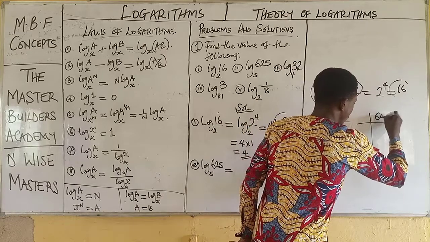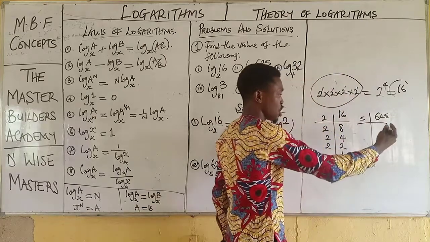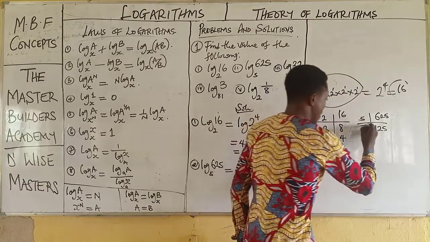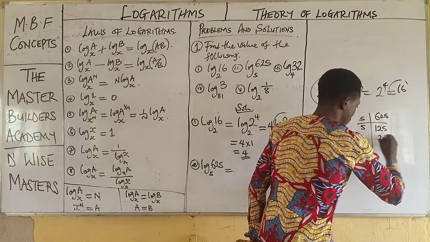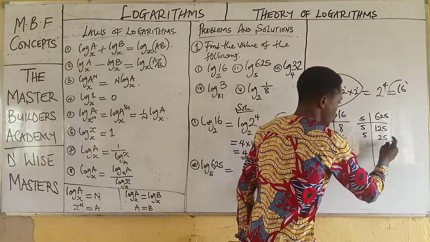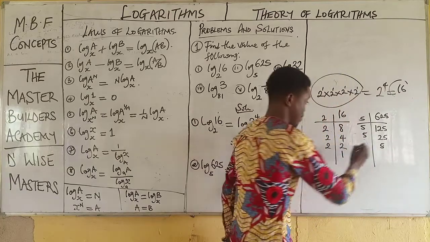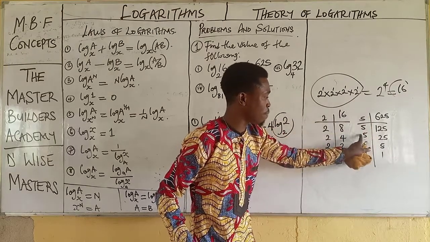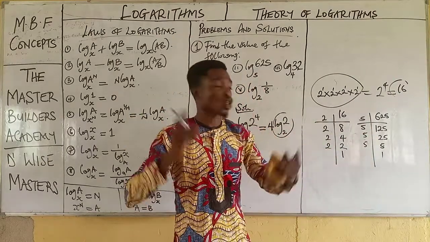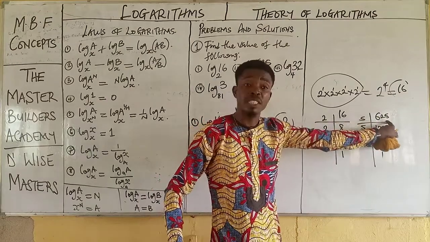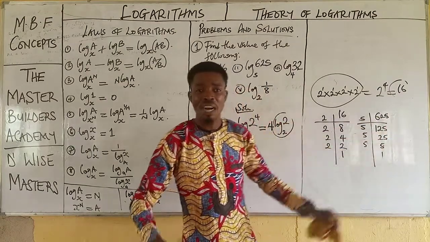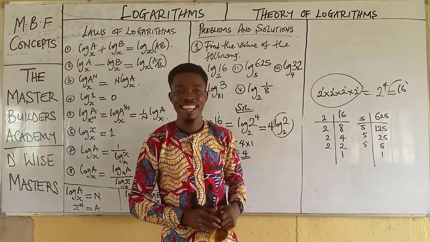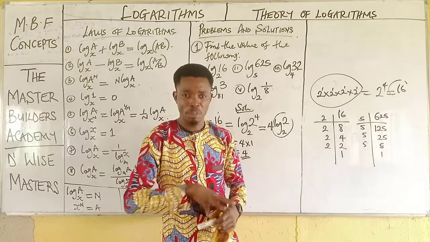You have 625. 5 into 625 would have given us 125. 5 into 125 would have given us 25. And 5 into 25 is 5. Then 5 into itself is 1. That means this is 5 multiplied by 5 multiplied by 5 multiplied by 5 in 4 places. Automatically, 625 is equal to 5 raised to the power of 4. Are we on the same page? Are you here? Please let your mind be here.